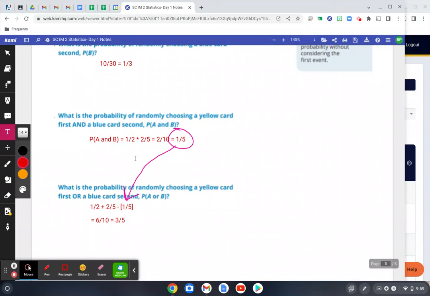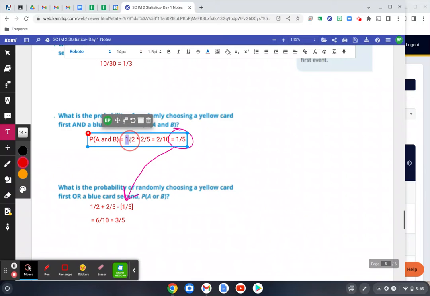Once again, if we jointly consider these things, the probability of drawing a yellow card first would be 1/2, or it's 15 out of 30, right? Which reduces to 1/2, multiplied by 2 out of 5. Again, this person has 5 cards remaining in their hand after you've pulled that yellow card first. 2 of them are blue, so that's a 2 out of 5 chance there. The product is 2/10, which reduces to 1/5.